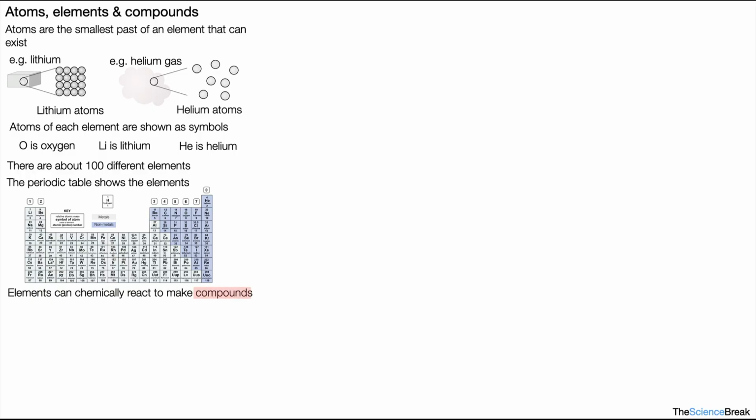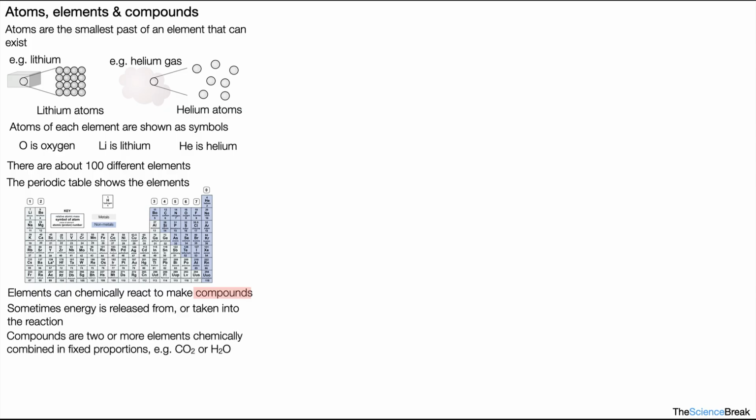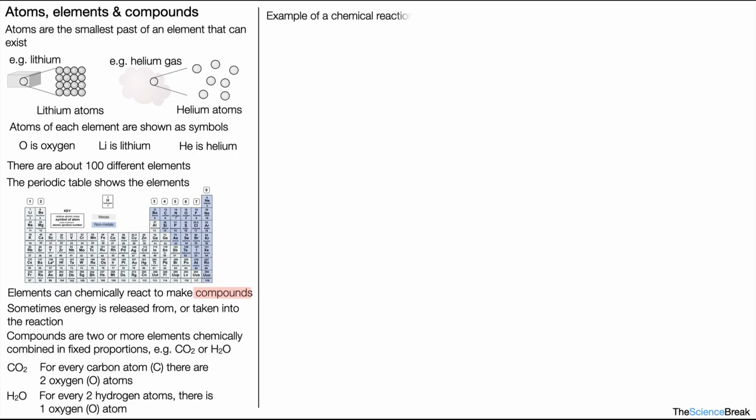Elements can chemically react to make compounds. Sometimes energy is released from or taken into the reaction. Compounds are two or more elements chemically combined in fixed proportions, for example, carbon dioxide or water. If we take a look at carbon dioxide, we can see that for every carbon atom, there are two oxygen atoms. If we take a look at water, we can see that for every two hydrogen atoms, there is one oxygen atom.